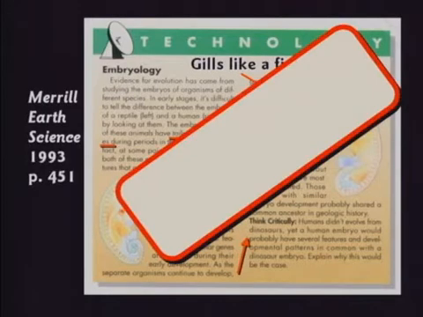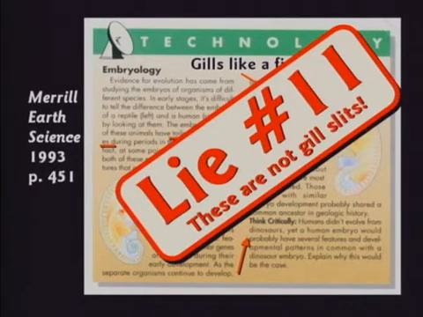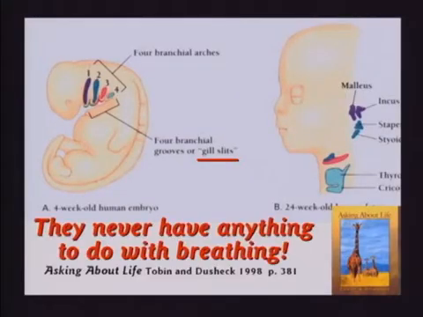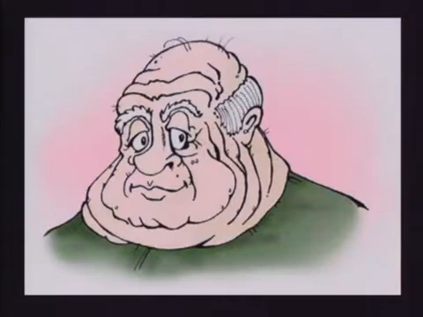This is a lie. Those are not gills. Those little folds of skin develop into bones in the ear and glands in the throat. They never have anything to do with breathing. I've seen people that have 5 or 6 chins and they can't breathe through any of them but the top one.